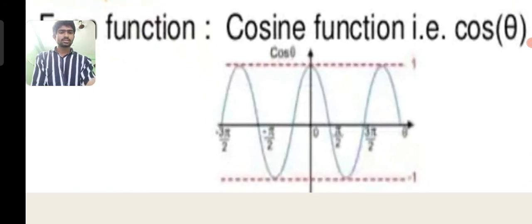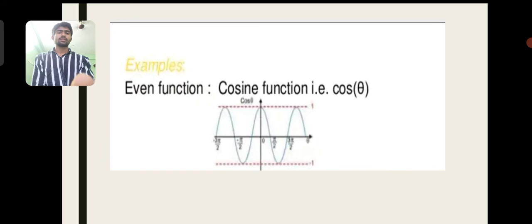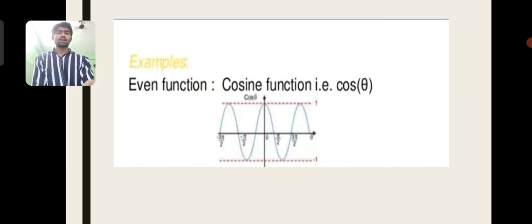An example of an even function is the cosine function, f of theta equals cos theta. The graph of cos theta is symmetric with respect to the y-axis, with zeros on the x-axis at pi by 2 and 3 pi by 2, and similarly on the opposite side at minus pi by 2 and minus 3 pi by 2. This is the cosine graph example.